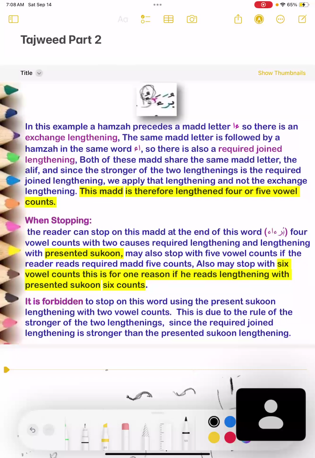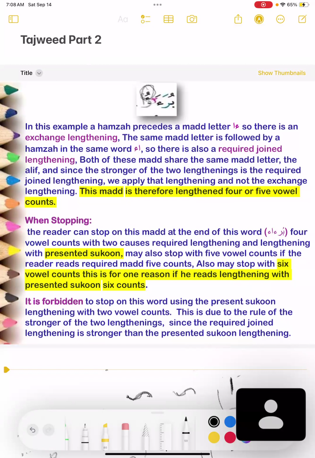Remember, madd aridul sukun, I said, you can stop it with 2 counts, 4 counts, or 6 counts. But here the priority is given to madd muttasil. Madd muttasil is given priority, so you have to stretch it to 4 counts, not less than 4 counts. So when you stop also, you stop at 4 counts. You don't make it 2 counts.